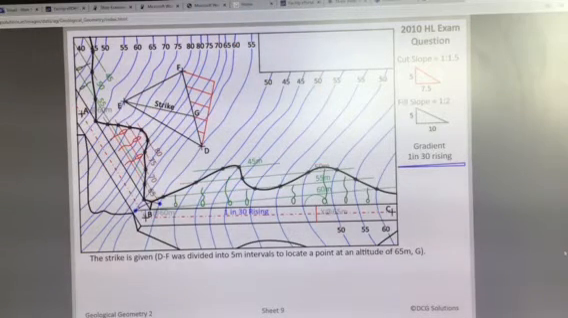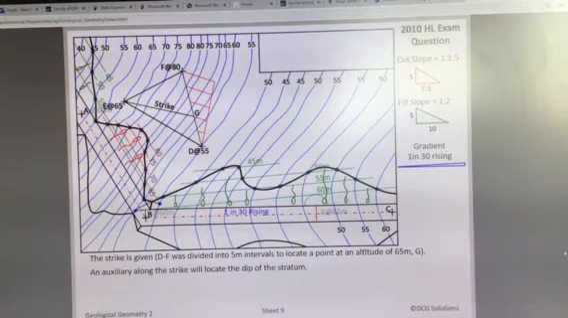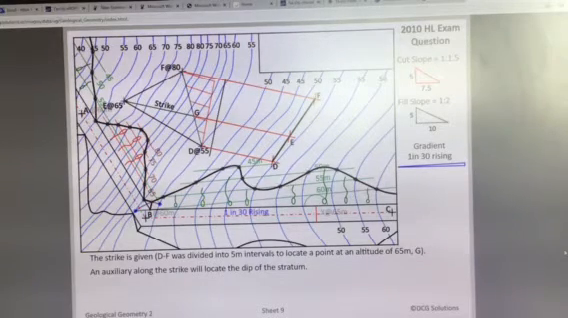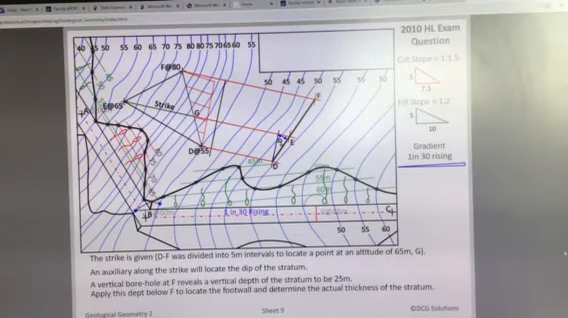Right, so the strike is given. DF was divided into 5 meter intervals to locate a point at an altitude of 65 meters, which is G. So an auxiliary along the strike will locate the dip of the stratum. So extend your strike on. There's your dip. Okay. A vertical borehole at F reveals a vertical depth of the stratum to be 25 meters. Apply this depth to F to locate the footwall and determine the actual thickness of the stratum.